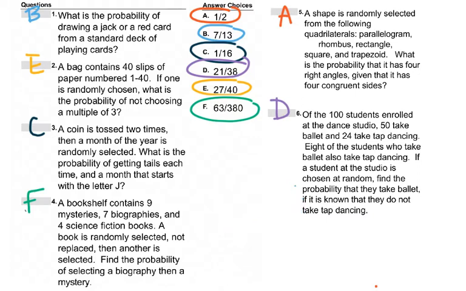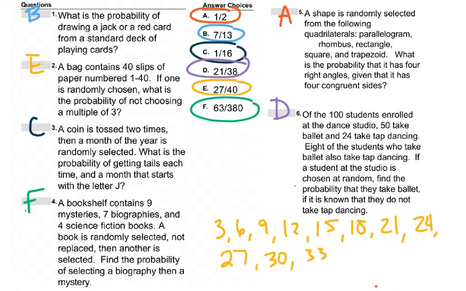Alright, so I'm going to do number 2. A bag contains 40 slips of paper, number 1 through 40. If one is randomly chosen, what is the probability of not choosing a multiple of 3? So the multiples of 3 are 3, 6, 9, 12, 15, 18, 21, 24, 27, 30, 33, 36, 39. And I'm going to count all of those, and I get 13 are multiples. So 40 minus 13, 27 out of 40 are not multiples. That's how you get number 2.